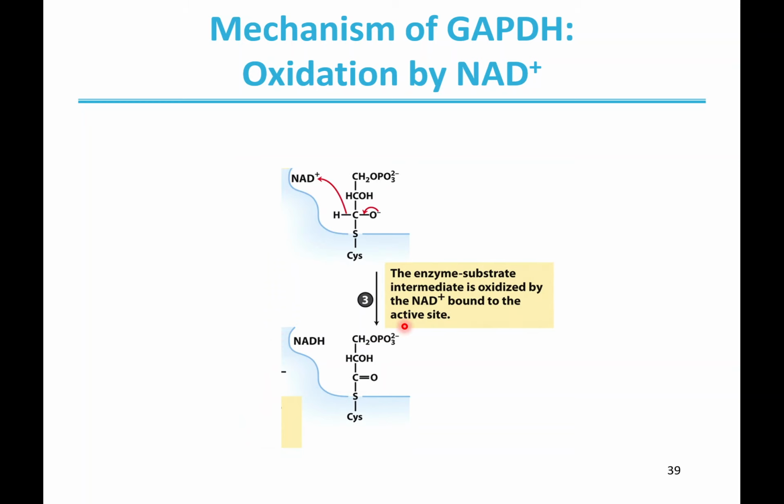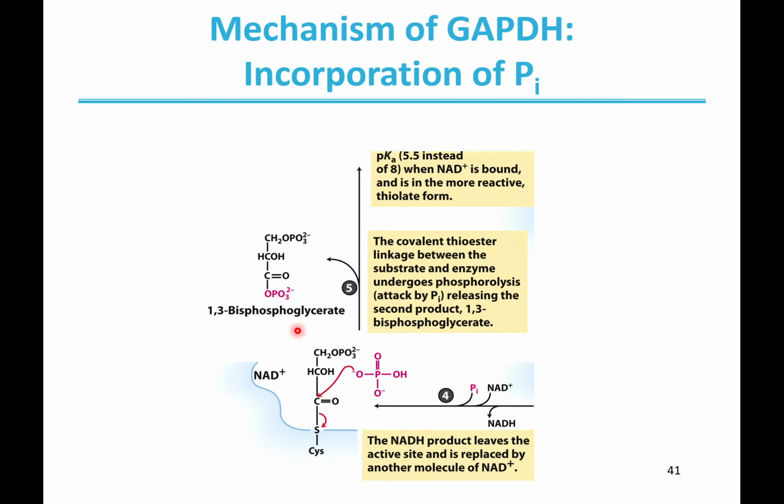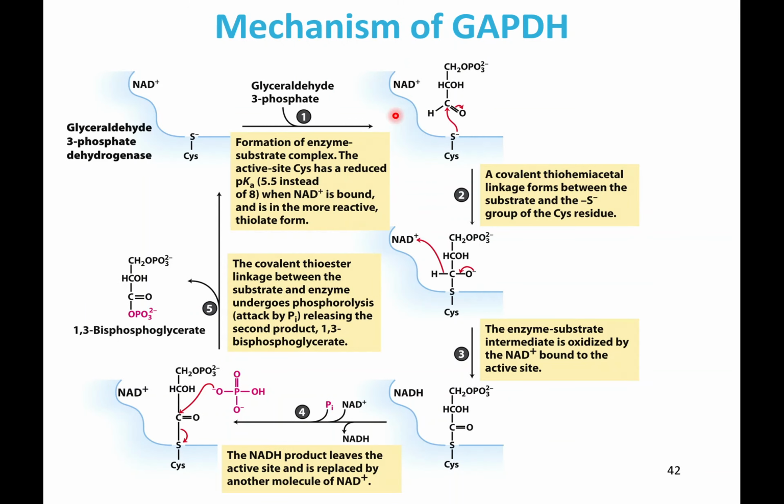And you produce an oxidized intermediate. Then the inorganic phosphate comes in. You have NADH leaving, an NAD plus coming in, and an inorganic phosphate. That inorganic phosphate then does nucleophilic attack on the carbonyl carbon, and you have the 1,3-bisphosphoglycerate product that leaves, and you reset your enzyme. Okay, and here are steps 1 through 5 just shown together.